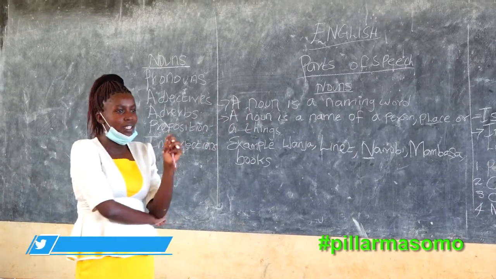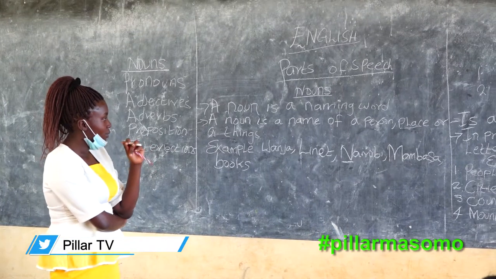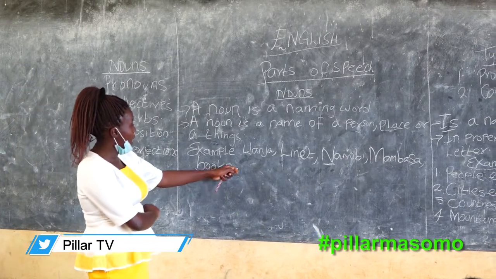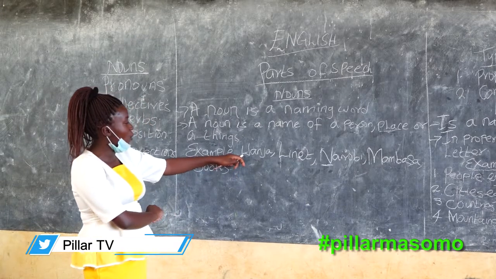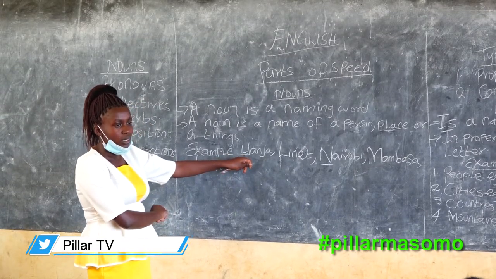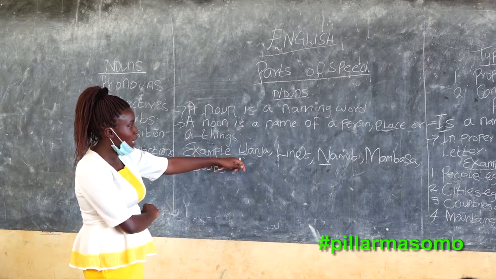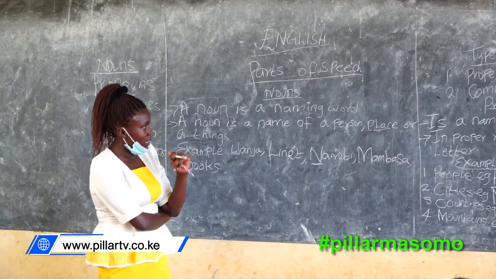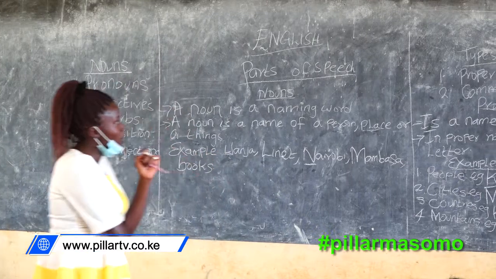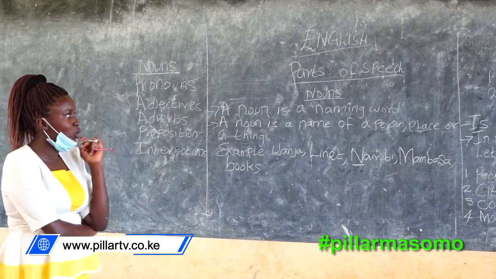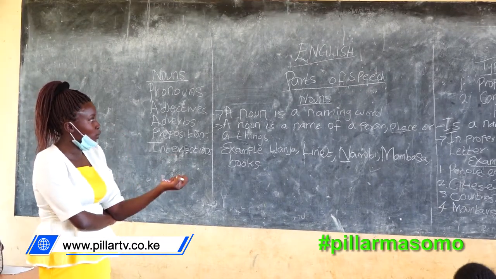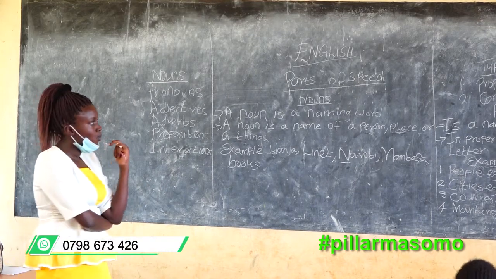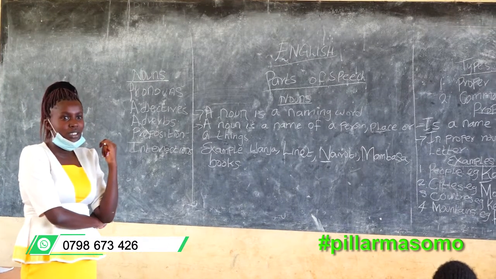Examples of nouns are Wanja, Linet, Nairobi, Mombasa. Wanja we start with a capital letter W. The word Nairobi starts with which letter? N. Then we learned that nouns are classified into two groups, which we shall learn for today. So which are those two types of nouns? Proper nouns and common nouns.